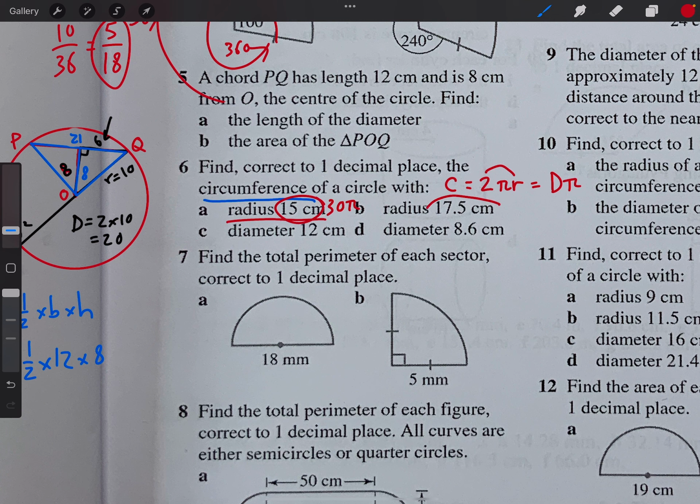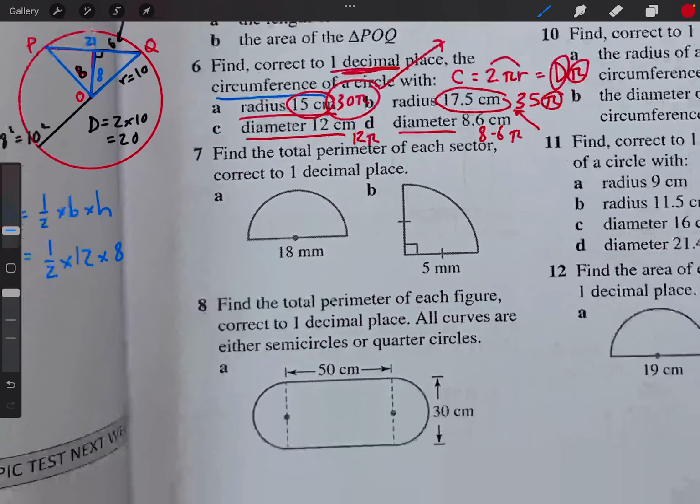Now the radius is 17.5. 2 times 17.5 is going to give you 35, so 35 times pi. Remember, diameter times pi. Once we find the diameter, we just multiply by pi, and that's the answer. Now this one, diameter is 12, so this is 12 pi. This diameter is 8.6, so 8.6 pi. Now this is just the exact value. They want it to 1 decimal place, so use your calculator and work out what each of these answers are.